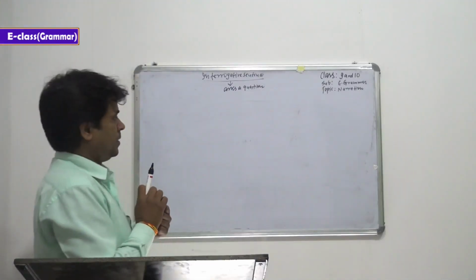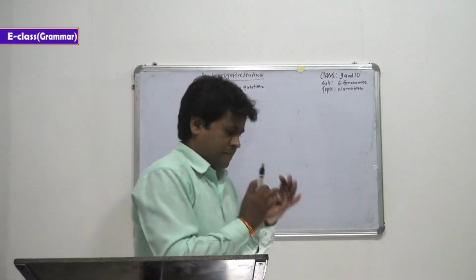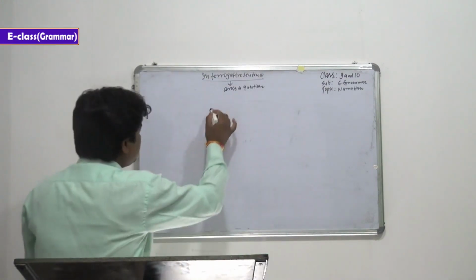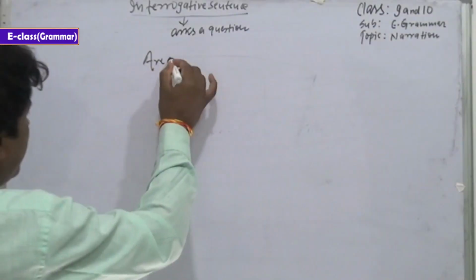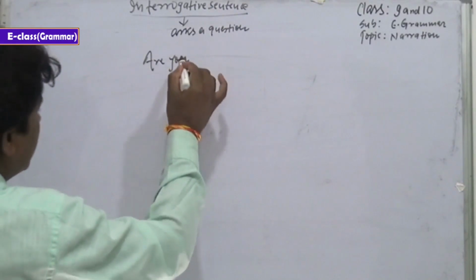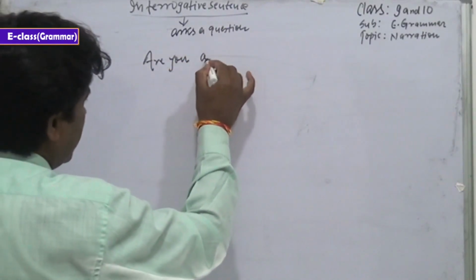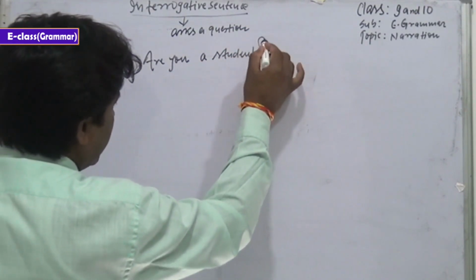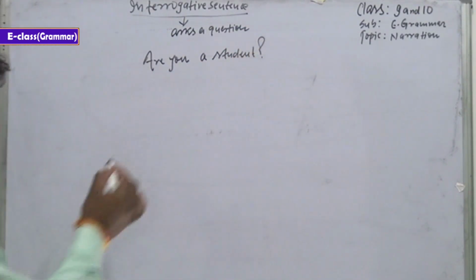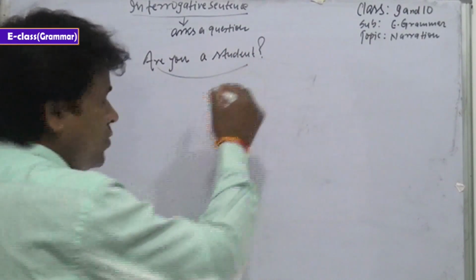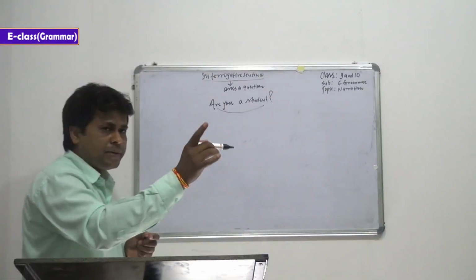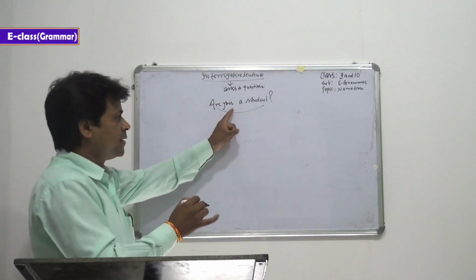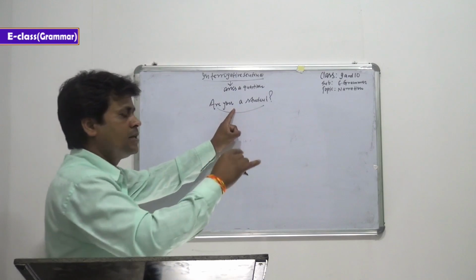Yes. This is according to the meaning. Like, are you a student? See here. This sentence is asking a question to you. के तपाईं विद्यार्थी हो? Yes. So this is an interrogative. It is asking a question.